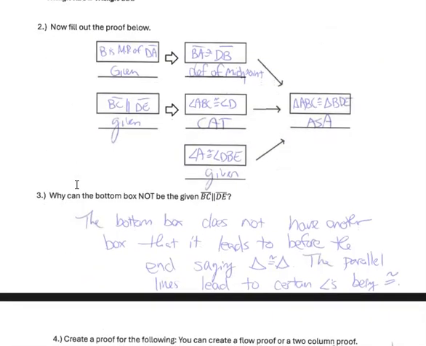Why can't the bottom box be BC is parallel to DE? Well, BC being parallel to DE is going to lead to something, and that bottom box is just leading to the final answer. It does not have a space where you could talk about what angles are congruent.